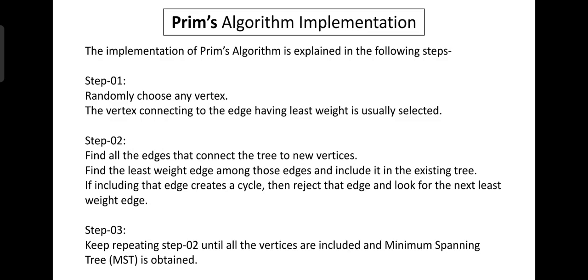Implementation of Prim's algorithm. Following are the steps of implementation of Prim's algorithm. Step 1: Randomly choose any vertex from the graph. The vertex connecting to the edge having least weight is usually selected.